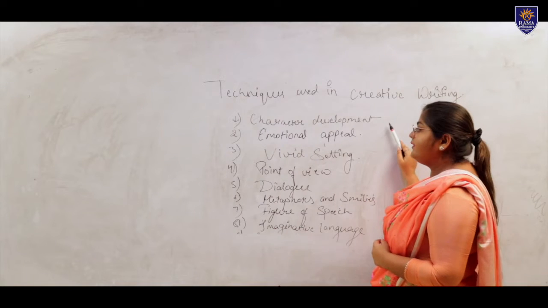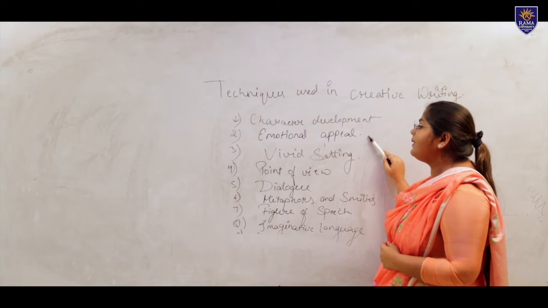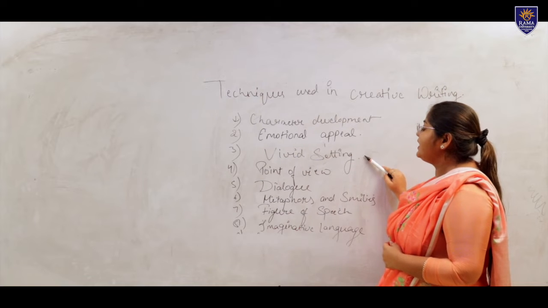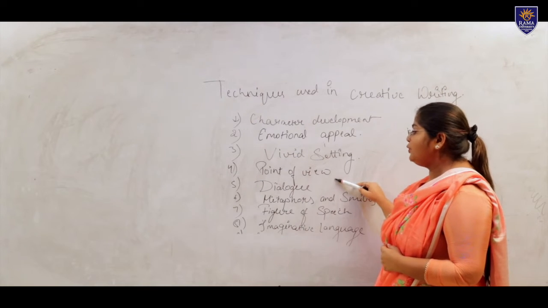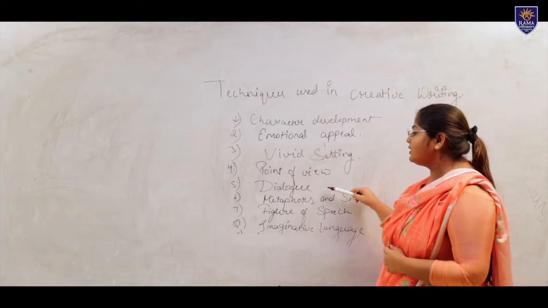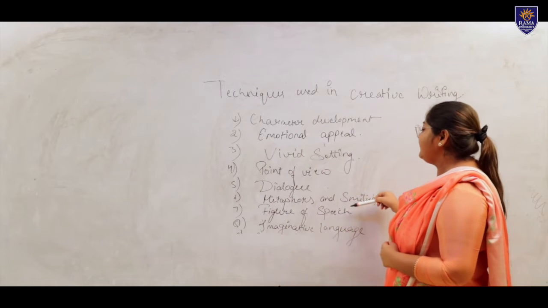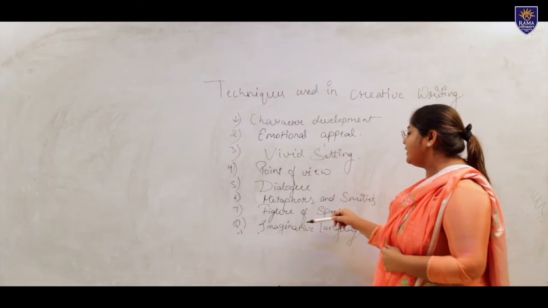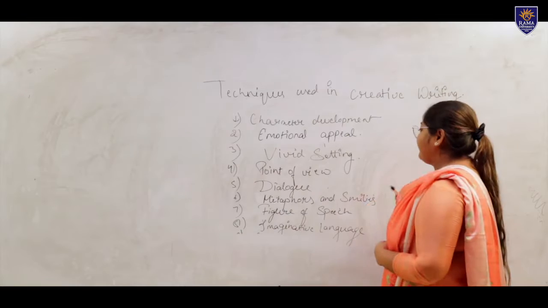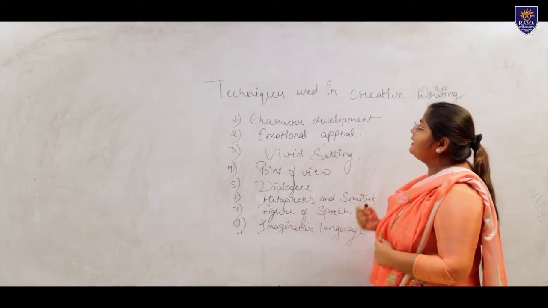First, character development. Second is emotional appeal. Third is vivid setting. Fourth one is point of view. Fifth one is dialogues. Sixth one is metaphors and similes. Seventh one is figure of speech. Eighth one is imaginative language. First one is character development.